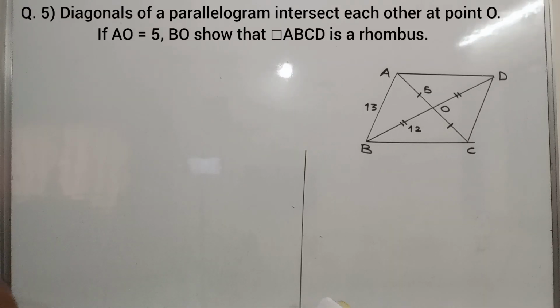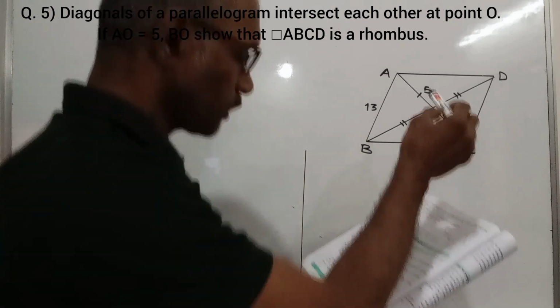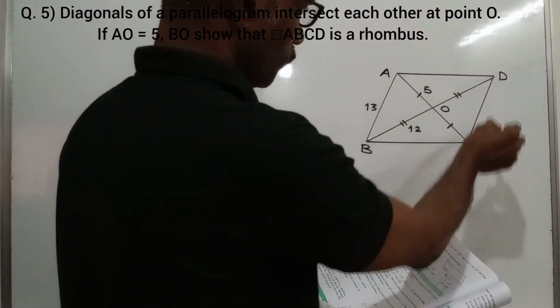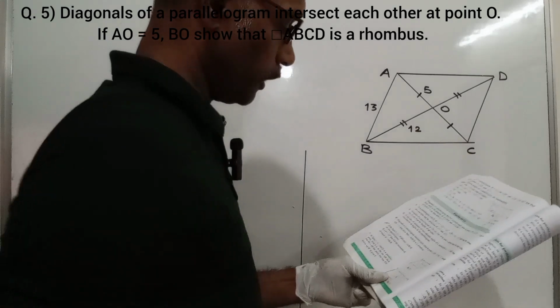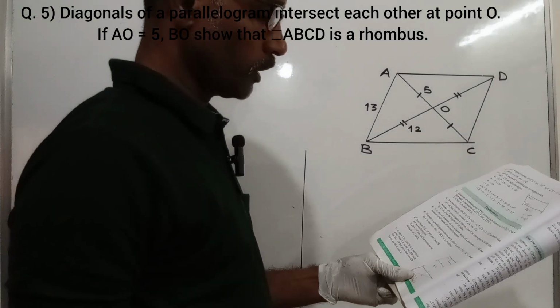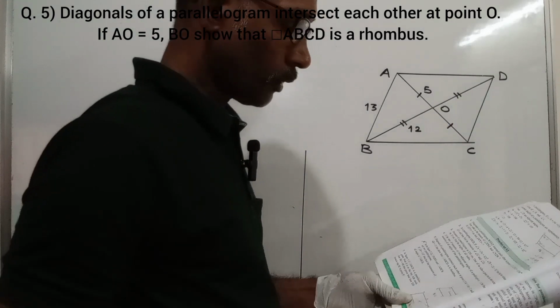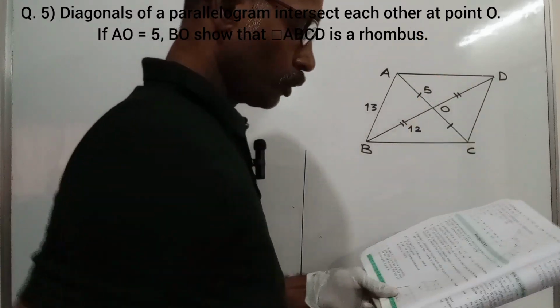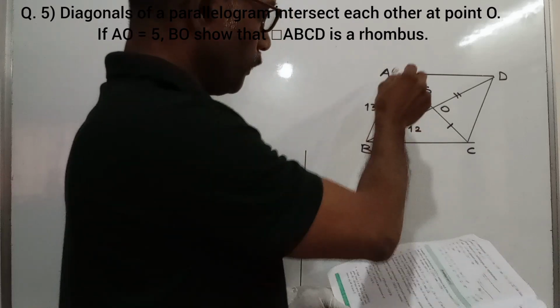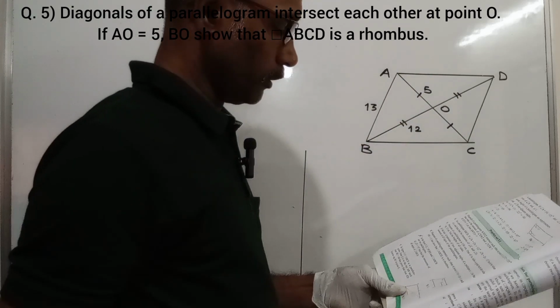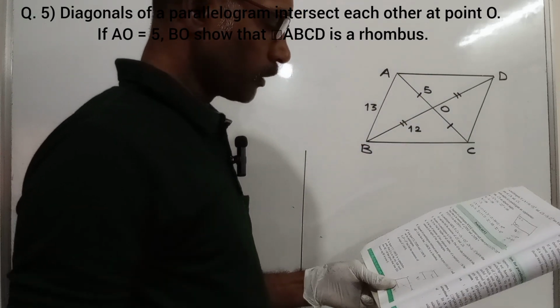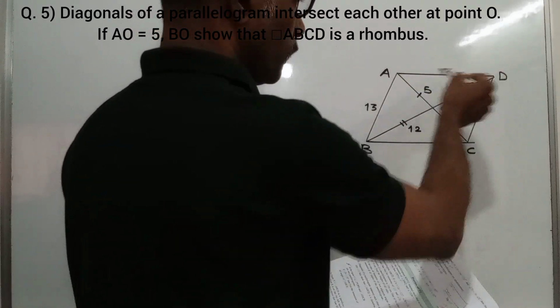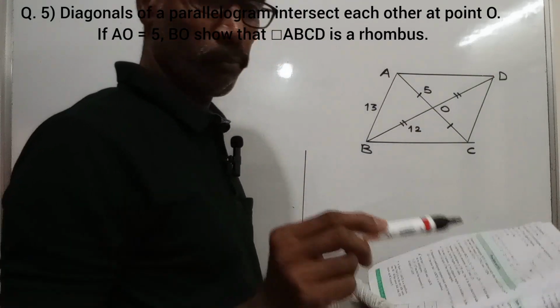Practice set 5.1, question number 5. Diagonals of a parallelogram intersect each other. Diagonals AC and BD intersect each other at point O. AO is equal to 5, BO is equal to 12 and AB is equal to 13. Then show that quadrilateral ABCD is a rhombus.